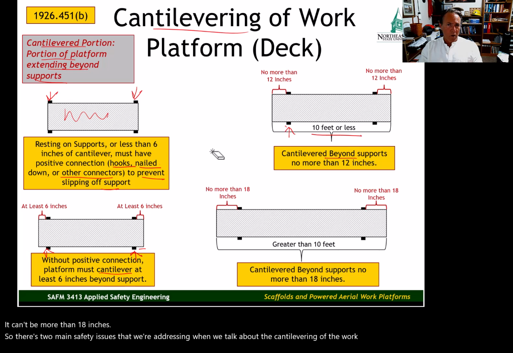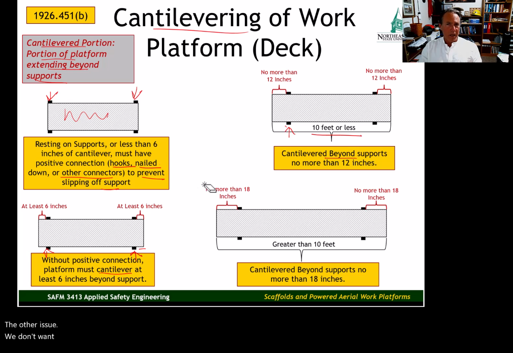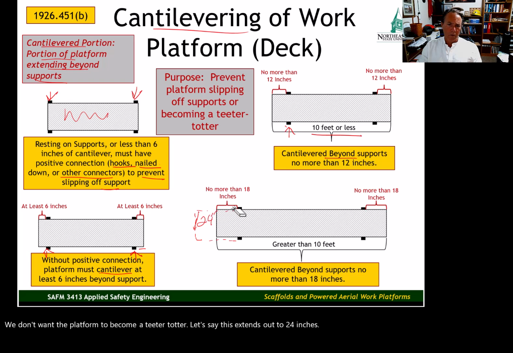The first we've already mentioned. We don't want the platform to slip off the supports. The other issue, we don't want the platform to become a teeter-totter. Let's say this extends out to 24 inches beyond the support. It extends out to 24 inches beyond this support.